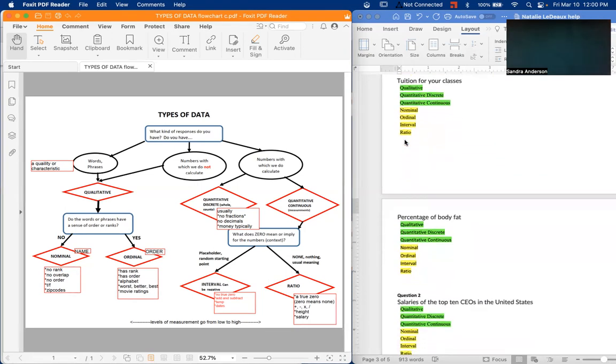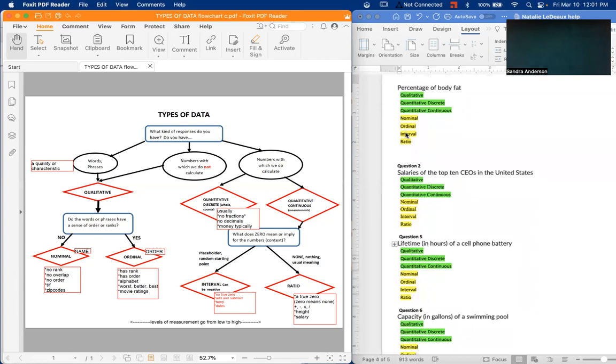Okay. Tuition for your classes. Tuition is going to be a number, so we automatically know it's quantitative. So we're choosing quantitative. And then you can count money, so it's quantitative discrete. All right. And then we want to go down here and choose if it's interval or ratio. You really can't have negative tuition. And you could have 0 tuition, say if you were fully on scholarship. So since you have a true 0 and 0 means nothing or no money at all or no tuition, then it's ratio.